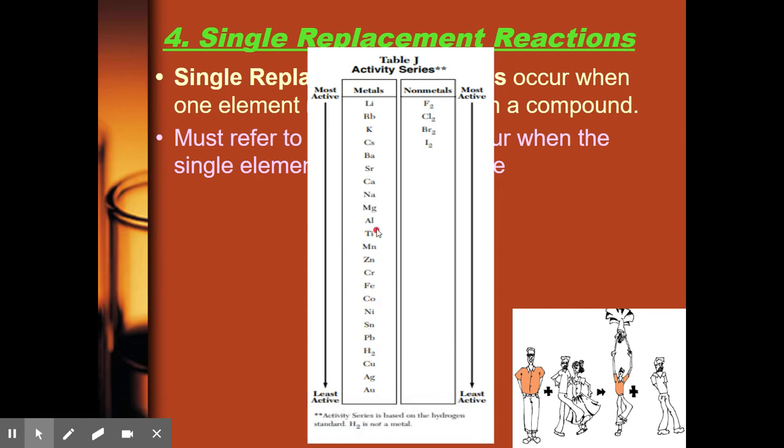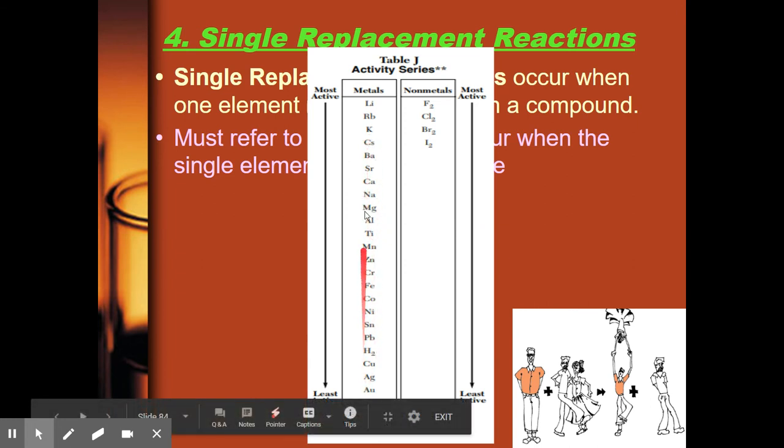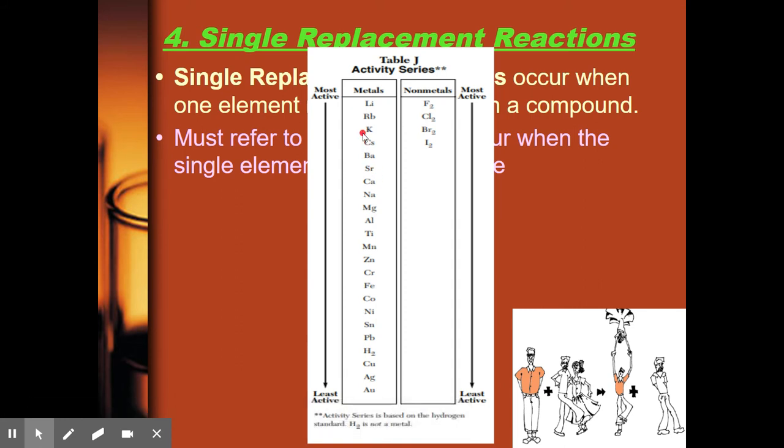So the only way that a single replacement reaction will occur is if the single element, find it on this table, whether it's a metal or a non-metal, more often than not we deal with metals, is more reactive than the like element in the compound. So if it's a metal, it's a positive ion. If it's a non-metal, it's a negative ion. In a compound, the positive ion is the first one. So you're looking for this to be more reactive than the single one.